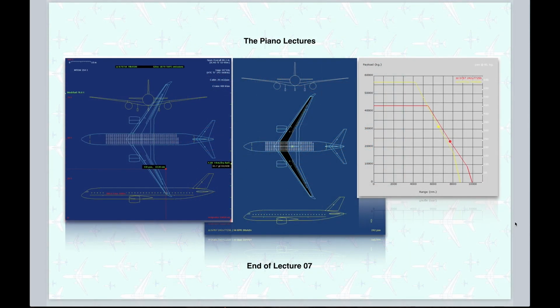So I will finish this analysis of the 787 here. In the next session, we will go back to our generic 250-seater design and start again along a different path that will lead us to a model of the A350.